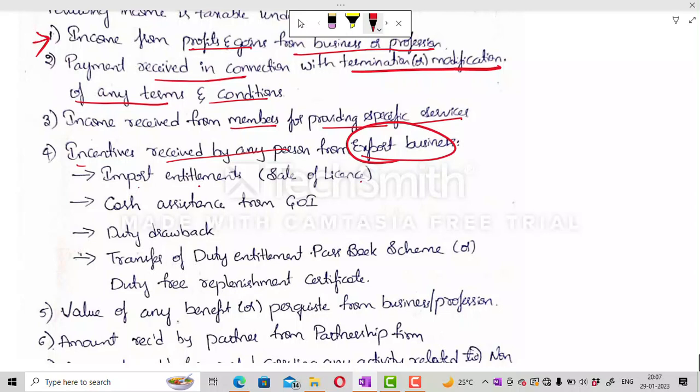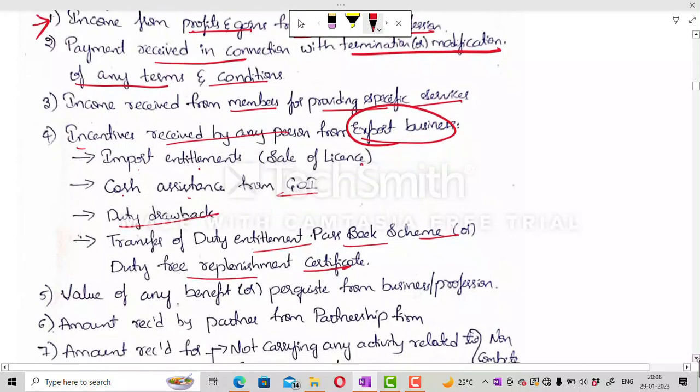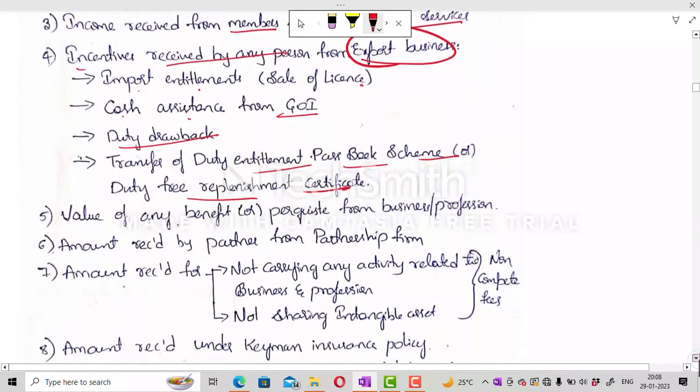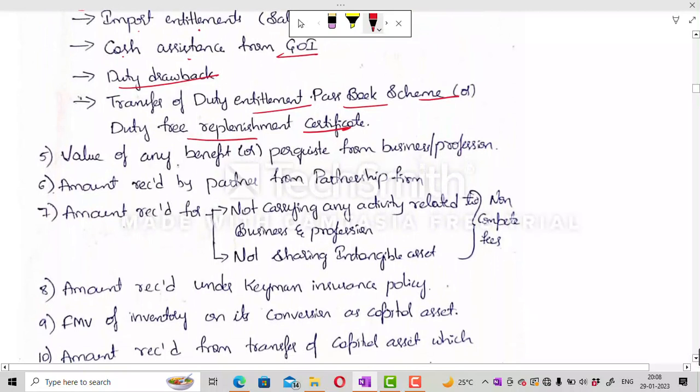So we have a license and we have sold that to some other person. Then we will be receiving some amount that should be taxed in PGBP. Cash assistance from Government of India, duty drawback and transfer of duty entitlement passbook scheme or duty free replenishment certificate. Any sale of that for export businesses will be taxed in PGBP. Value of any benefit or perquisite from business or profession.